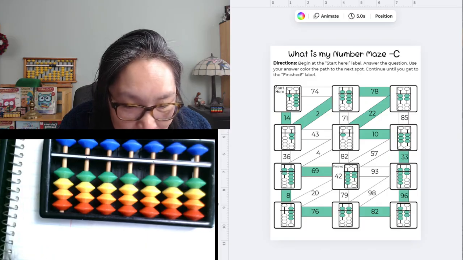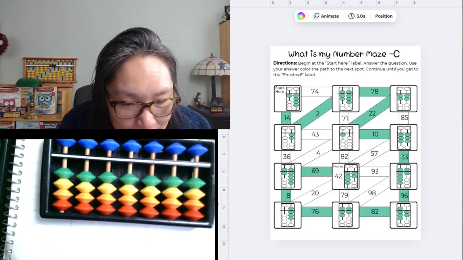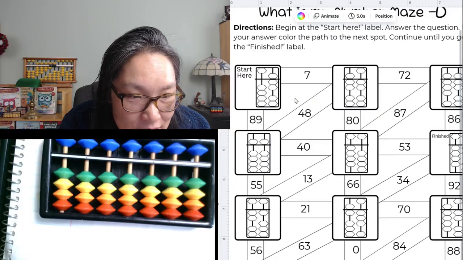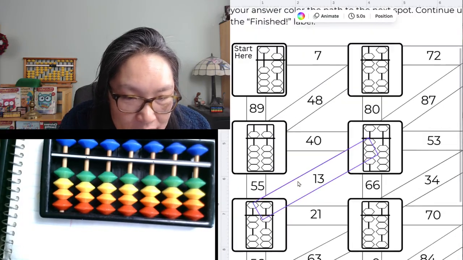I've never seen the maze. Okay, can we do one more maze and then we'll do some adding? Is that all right? Let's do this one. What it is is just bead recognition.